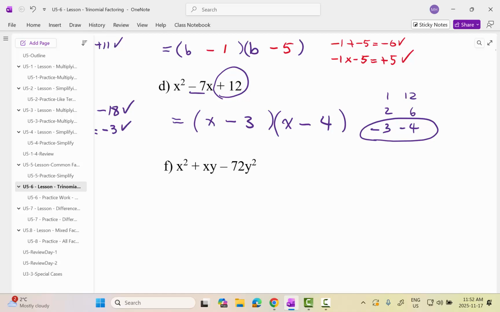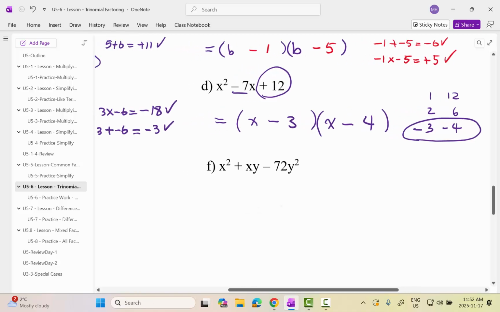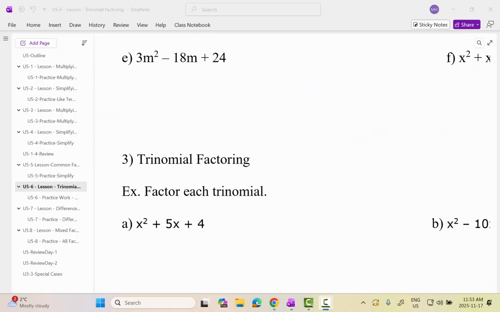All right, let's try a couple more here. Let's see what we have left. Let's try E here. And E has a 3 in front now. It has a 3m squared. So this is kind of a problem because we cannot put m times m, because m times m just gives us m squared. But this is not m squared, it's 3m squared. So we have a little problem, but that's okay. We know how to do this. What did we do last day?